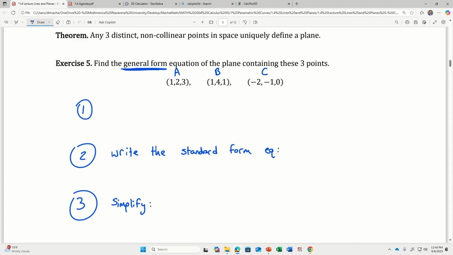But step number 1, how do we find the standard form? Well, in order to write the standard form equation, I need 2 things. I need a point that belongs to the plane, and I need an orthogonal vector. Okay, so I've got a point. In fact, I could choose any one of these 3 points to be my point that belongs to the plane, the one that I use for the standard form equation. But what I still need is to find an orthogonal vector. And this is how you find the orthogonal vector.